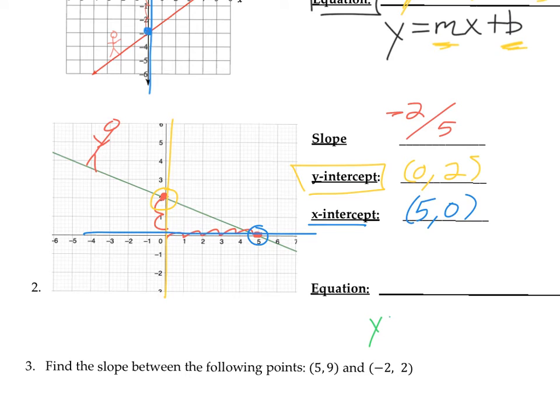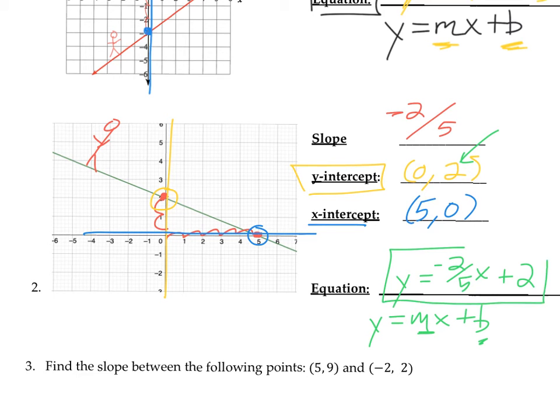When you write an equation, y equals mx plus b, your best bet. M, you already found it. It's -2/5. B, you already found it. It's 2. The x's and y's represent all of the points on the line.